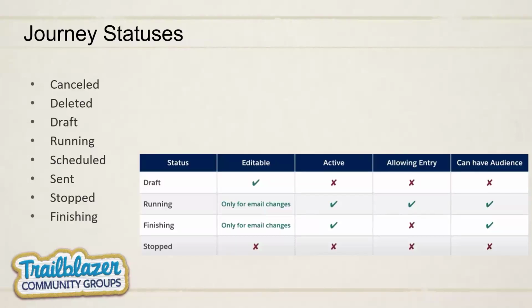And the draft version of the journey will not be active, or they cannot inject any records when they're in the draft status. And even in the stopped status, nothing can happen, no edits or entry of new contacts or anything, nothing will happen in the stop state. Only in the running and the finishing, the contacts will be there and email changes can be done, and they will be actively running.